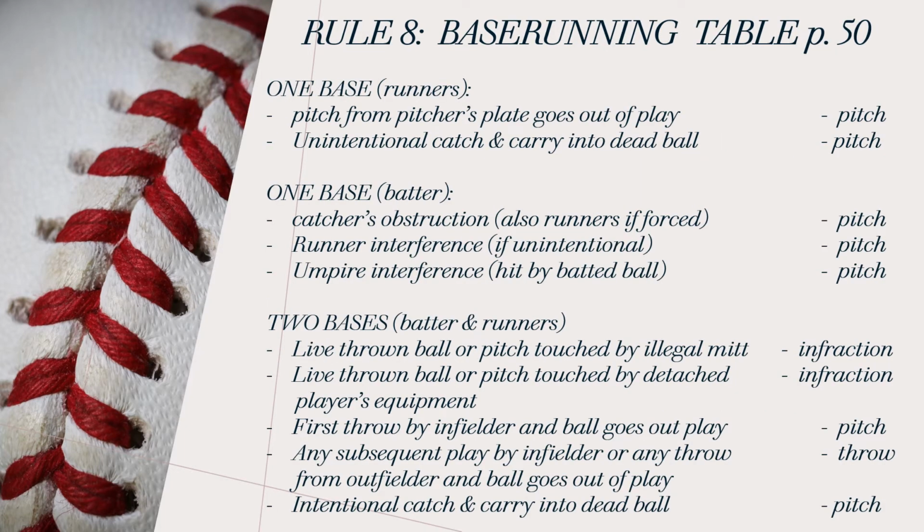The base running table on page 50 in the rule book is a great resource to look through, study and understand. I'm going to highlight some of the important things. So 1 base award for runners. If we have a pitch or thrown ball from the pitcher's plate that goes out of play, that's 1 base for runners from the time of the pitch or the throw.